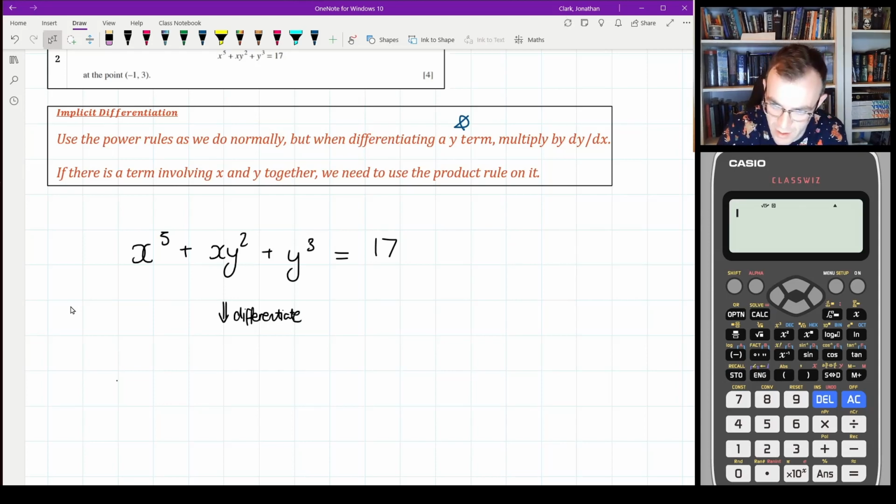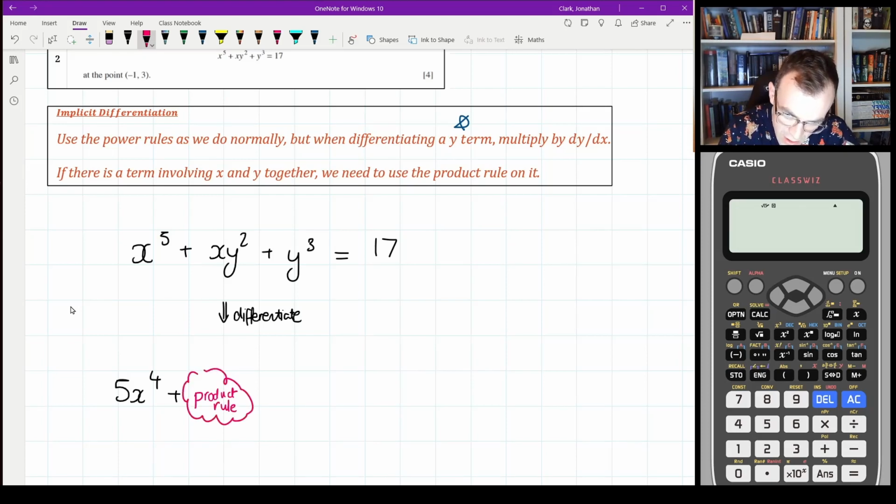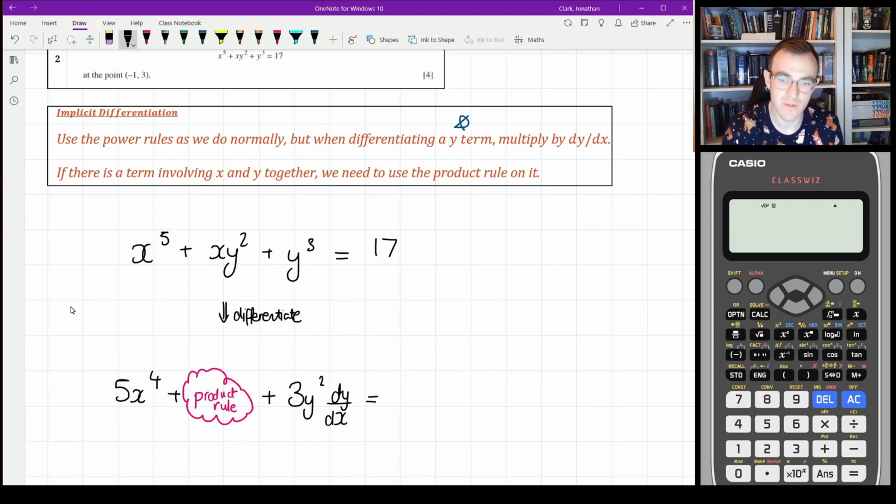So this is going to become 5x to the 4. The next bit is going to require the product rule. So I'm just going to write that separately, and I'm going to work it out in a bit. The y cubed will differentiate to 3y squared, but because I've differentiated y, I'm going to include a dy dx. And the 17 will differentiate to 0. So I've just differentiated each individual term there.